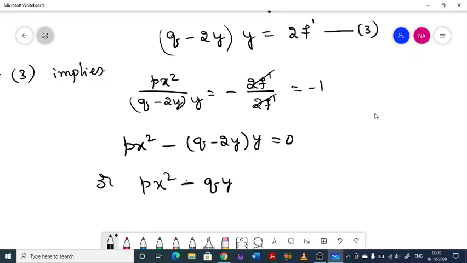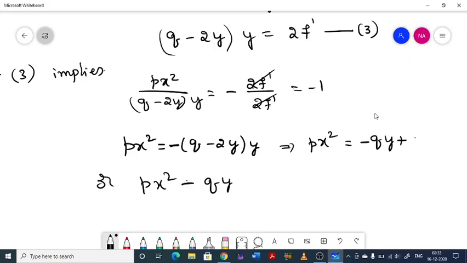Somewhere we got wrong here. Yes, this step we have not written properly. So cross multiplying, px square equal to minus of q minus 2y into y. Yes, this is the proper step. So that implies px square equal to minus qy plus 2y square. So I'll get px square plus qy equal to 2y square. This is the required PDE.